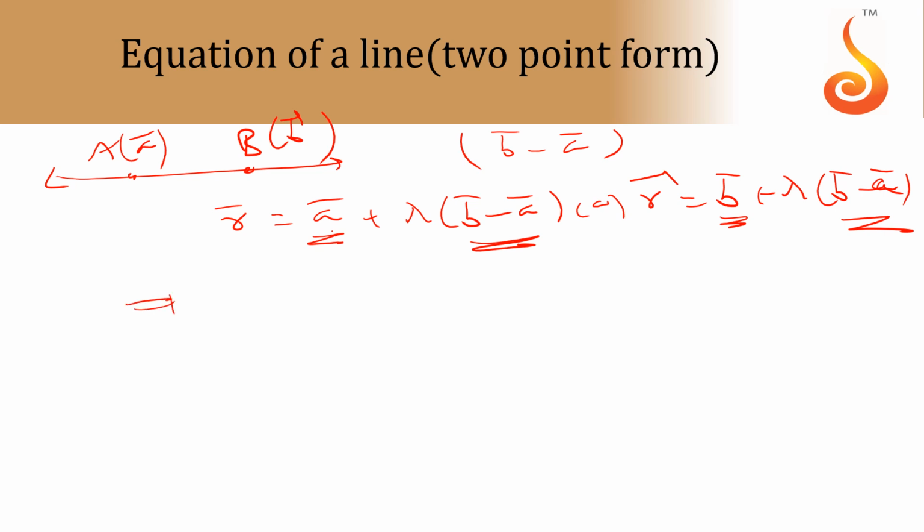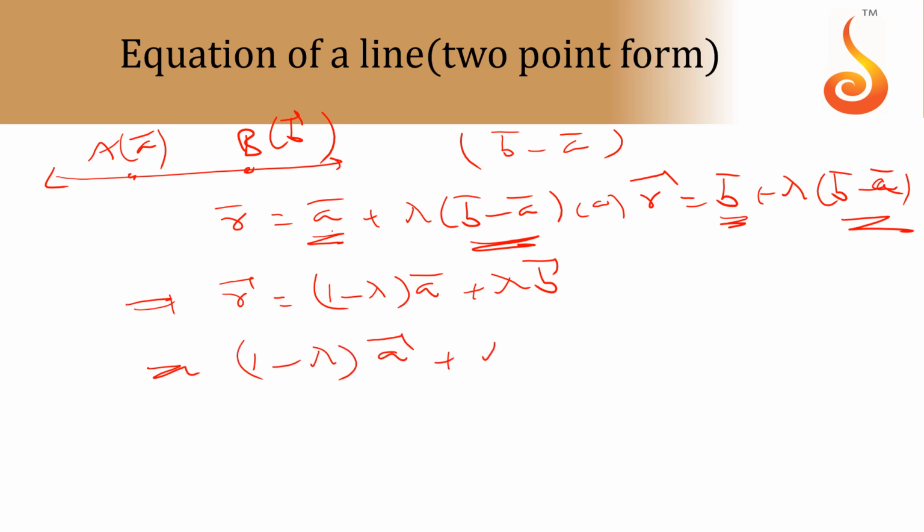Now if you further simplify this, R bar equals 1 minus lambda into a bar plus lambda b bar. If you observe carefully, 1 minus lambda into a bar plus lambda b bar plus minus 1 into R bar equals O bar. This is a linear combination of a bar, b bar, R bar, which are collinear points. Then please observe the scalars. They are not all 0, but their sum is 0.